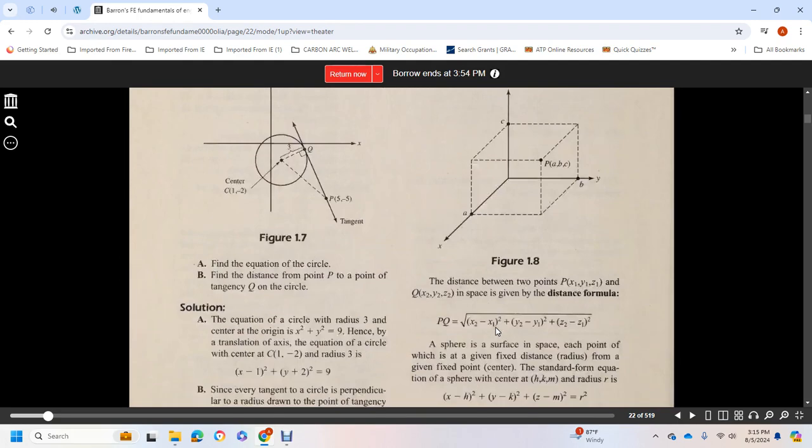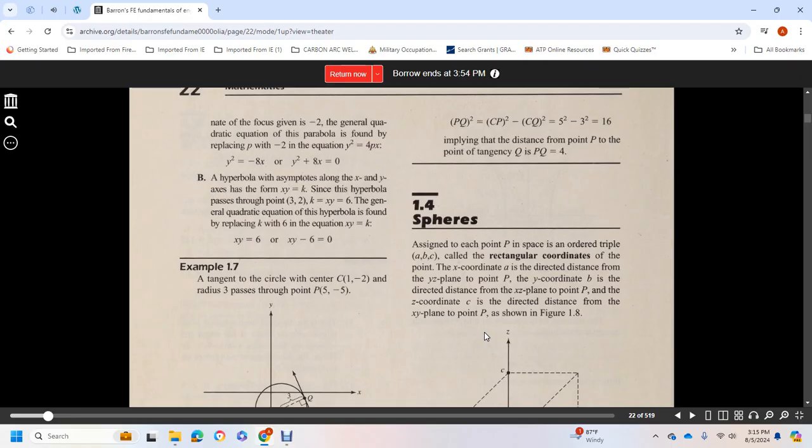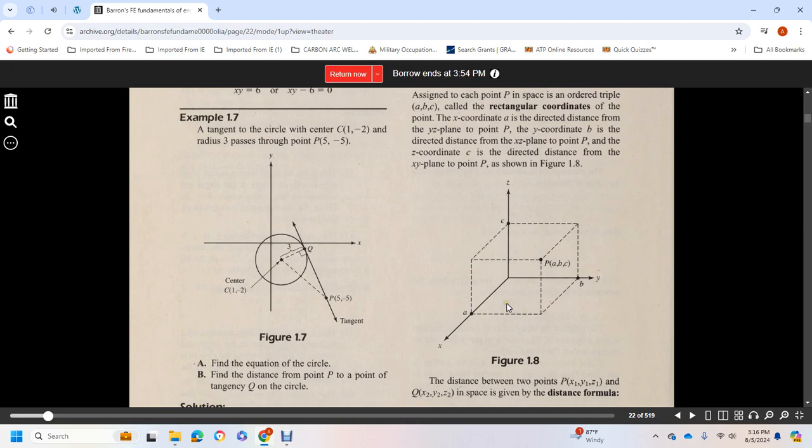Alright, and then we'll pick up here on 1-4, spheres. Assigned to each point P in space is the ordered triple A, B, C of coordinates with a rectangular coordinate system. The x-coordinate A is the directed distance from the YZ plane to the point P, the y-coordinate B is the directed distance from the XZ plane to the point P, and the z-coordinate C is the directed distance from the XY plane to the point P, as shown in figure 1A. So we have the XYZ axes, and the rectangular coordinates of P would be A, B, C at the point in the corner.